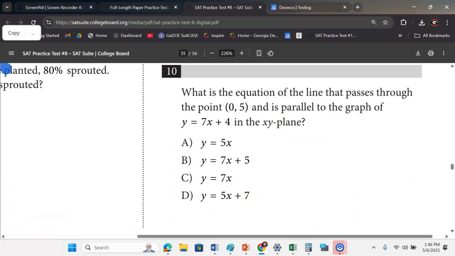Number 10, what is the equation of the line that passes through the point (0, 5) and is parallel to the graph of y equals 7x plus 4? The answer is going to be B, 7x plus 5. But if you didn't know that, just graph it.